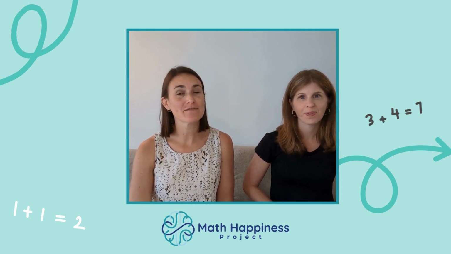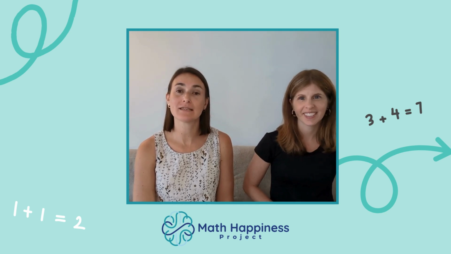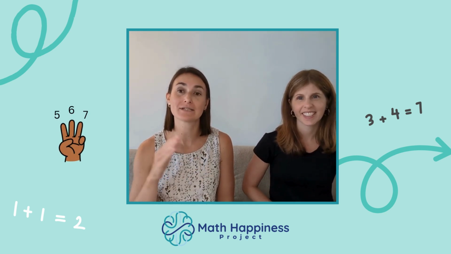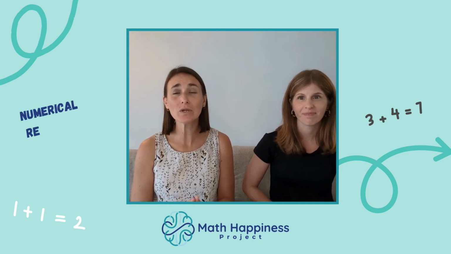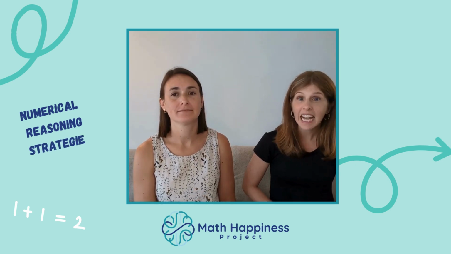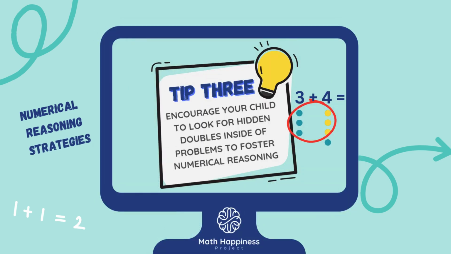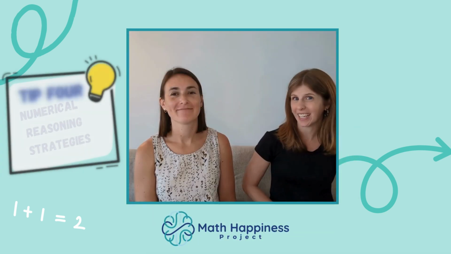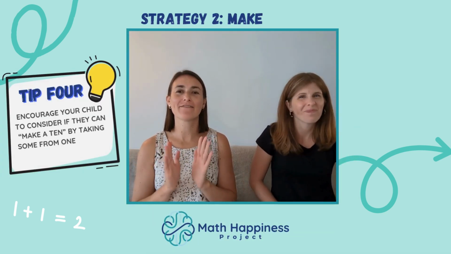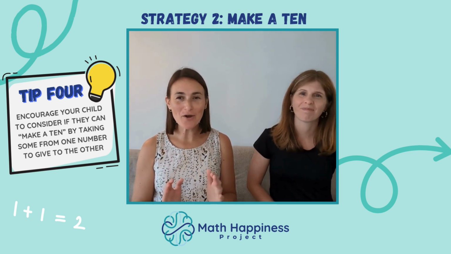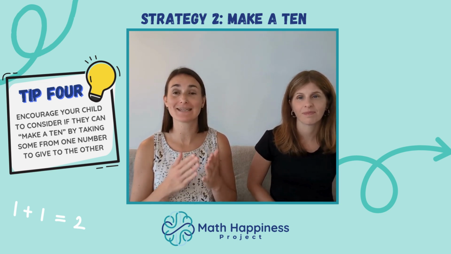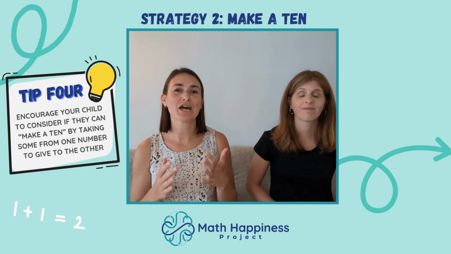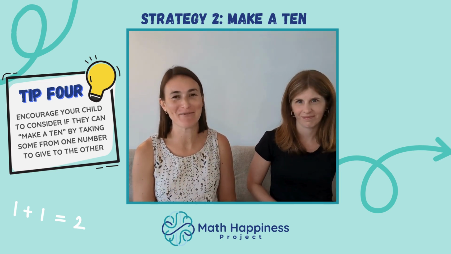So far in this series, we've talked about supporting kids in understanding the meaning of addition and building skills in counting on. Now we're talking about numerical reasoning strategies that really help to build fluency. In the last video, we introduced our first numerical reasoning strategy, using doubles, and now we're sharing another strategy, making a 10. This is one of my favorite strategies. It's so powerful for helping with the basic addition facts, and because we live in a number system based on tens, it will help your child with way larger numbers down the road too.